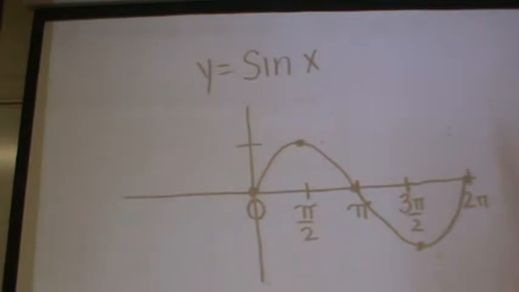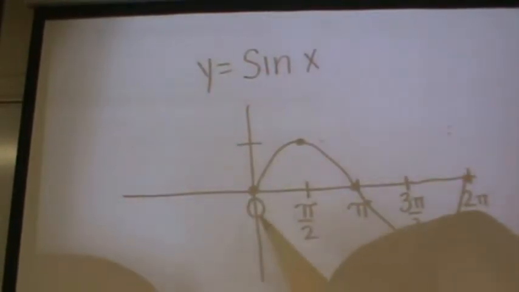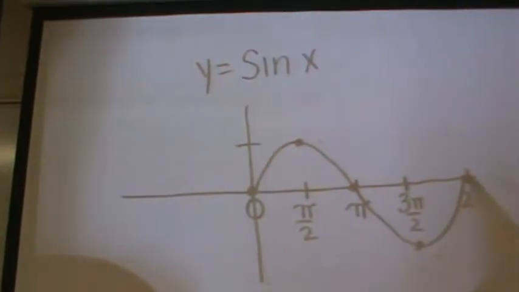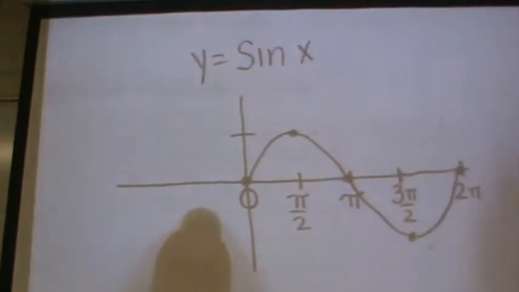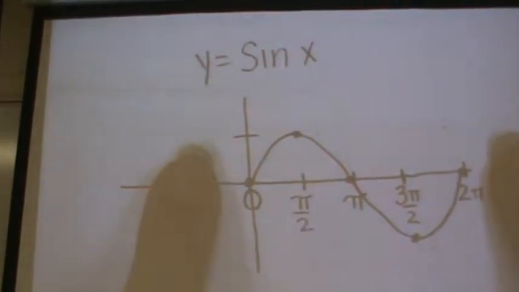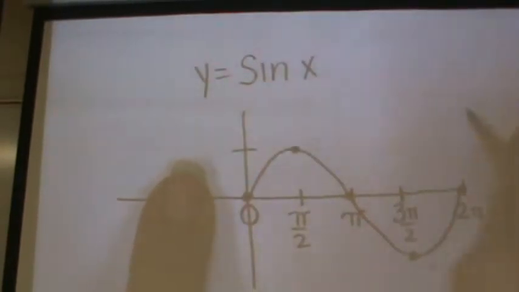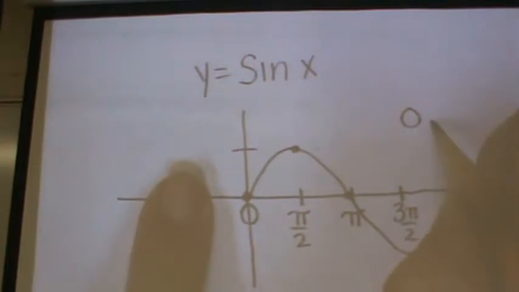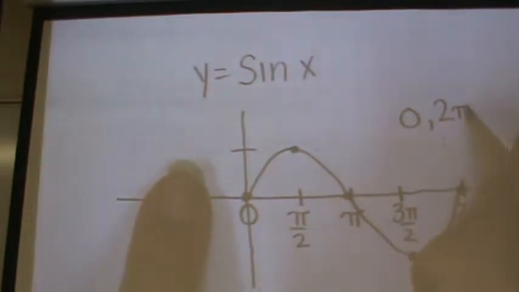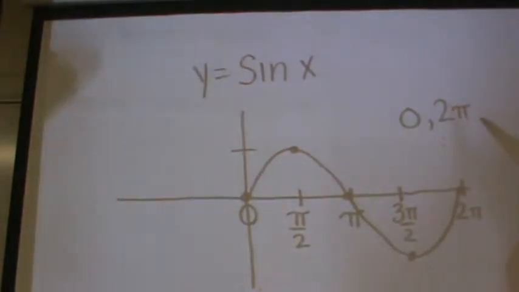The first period. We did one complete period. How long did it take us to go from here to here? What's this length? It's 2 pi. From 0 to 2 pi is one full period. So the period before this thing starts repeating itself is 2 pi.